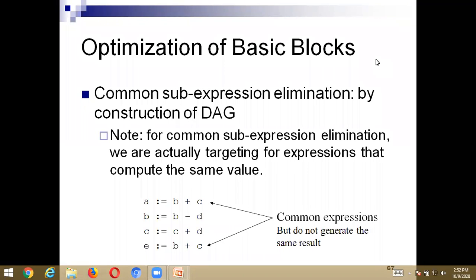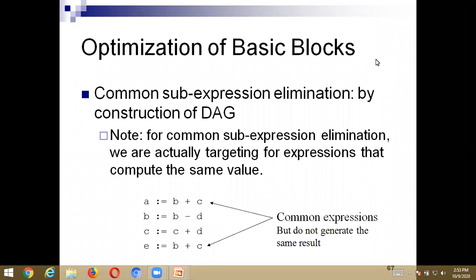This is before transformation. After transformation, the code is: a is equal to b plus c, b is equal to b minus d, c is equal to c plus d. We eliminate one expression here. Why are we not eliminating here? Because the results do not generate the same value. Only when the computations for the same values are done do we eliminate them by applying the transformation. Those are common expressions but do not generate the same results.